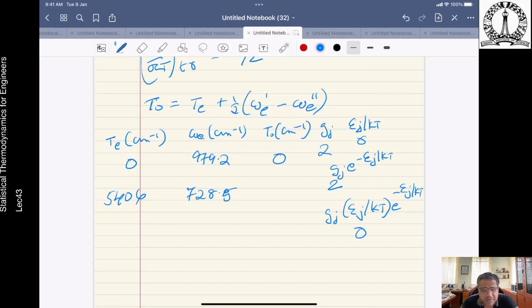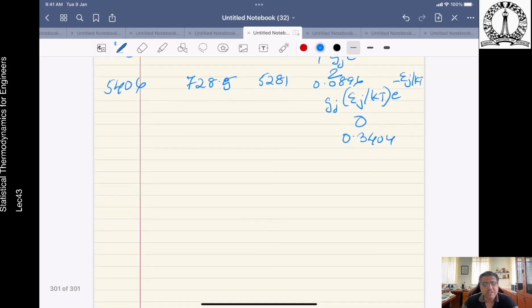T naught now will be equal to 5281. Gj on the other hand is 4. Okay, this EJ by KT is 3.799. Then Gj into this is 0.0896, and lastly this will be 0.3404. Okay, so employing this table, now we can obtain the corresponding electronic contribution.